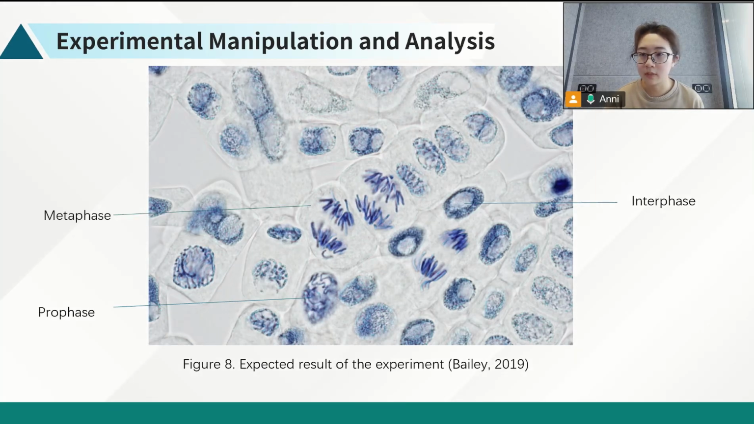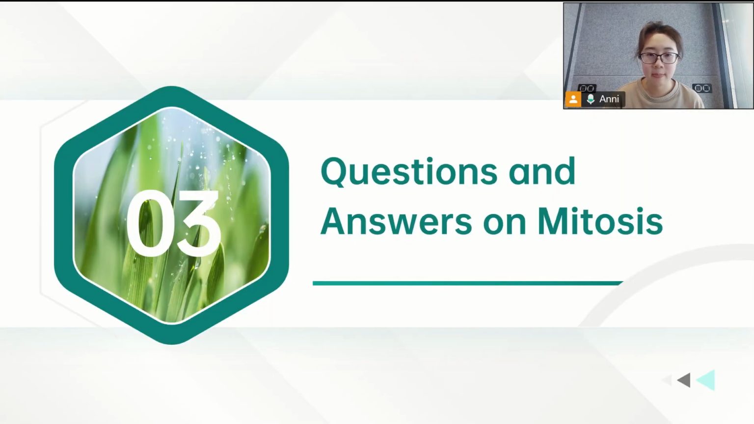Next, we can also observe a cell in metaphase. Chromosomes align at the metaphase plate. And then it will be the anaphase cell. So in anaphase, sister chromatids separate and move to the opposite poles. Finally, we move on to the telophase, and it involves the reformation of nuclear envelopes and cytokinesis.